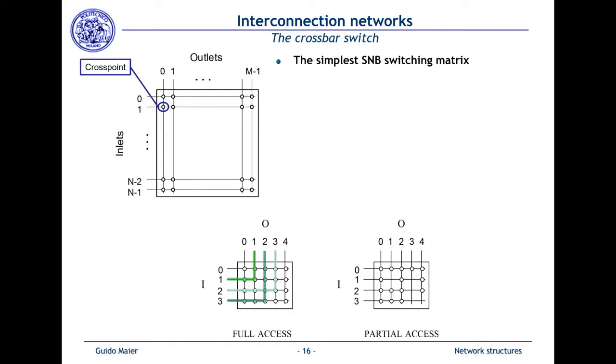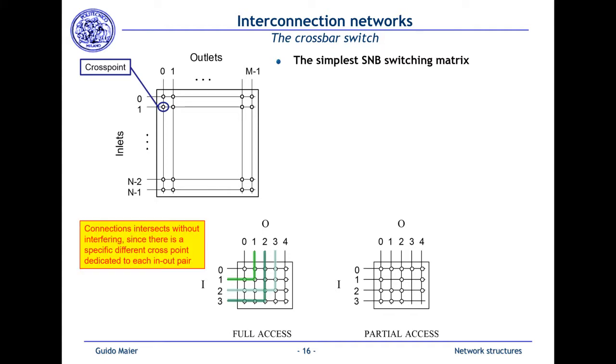So you are able to set up all possible permutations, and if you want to change from one permutation to another, you just rearrange the cross points that are involved in the changes. If you have cross points in all the intersections, you have full accessibility and also the strict non-blocking property. You may also implement, in some cases, the same network with fewer cross points, so you have partial access. So your connections can intersect without interfering.